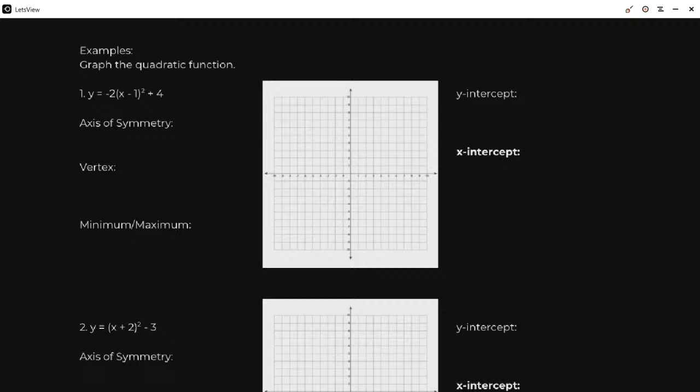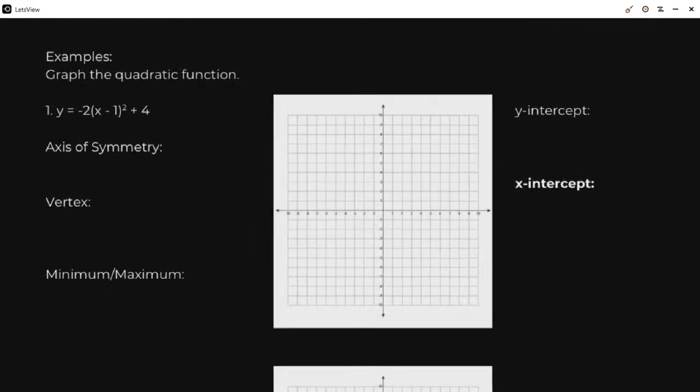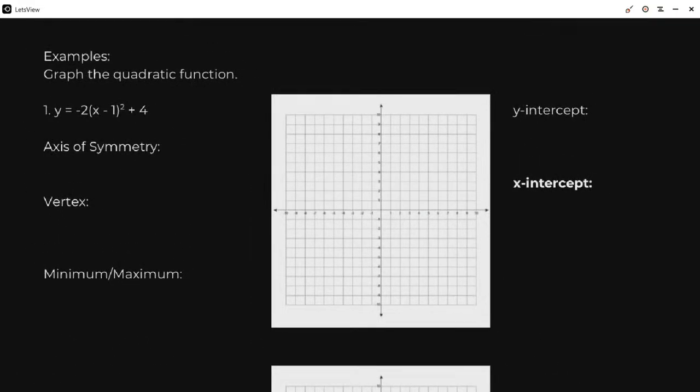Okay, so next we're going to do some examples with graphing. I'm not going to go through the x-intercept on the ones that are not in intercept form because we're going to learn that later on in the chapter. Okay, so for the first one, this is vertex form. So the axis of symmetry is going to be the h value of the vertex, and we know the vertex is (1, 4). So the axis of symmetry is going to be x equals 1.